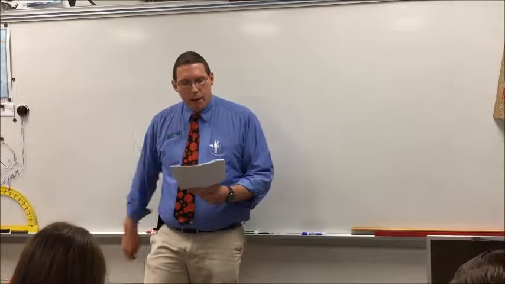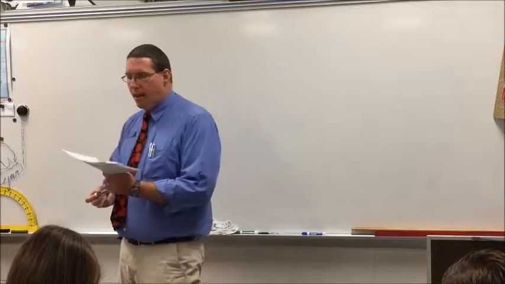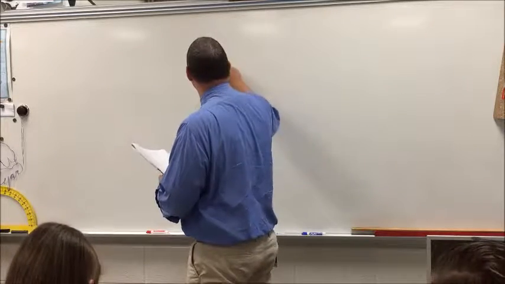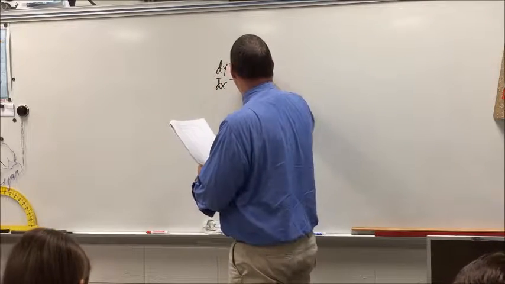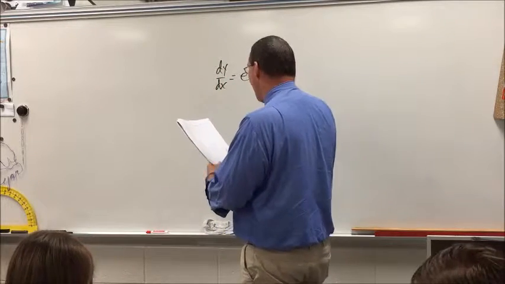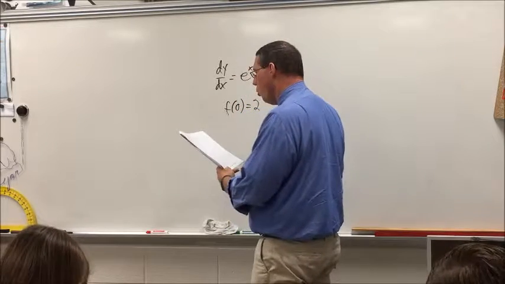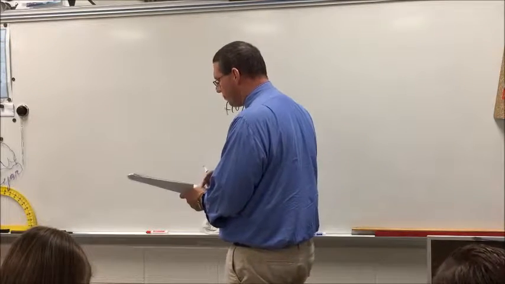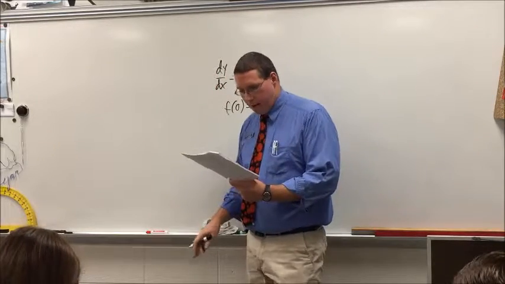Here's what it says. It says, if y equals f of x is a solution to the differential equation dy/dx equals e to the x squared and has initial condition f of 0 equals 2, which of the following is true? And then it gives you A, B, C, D, and E.